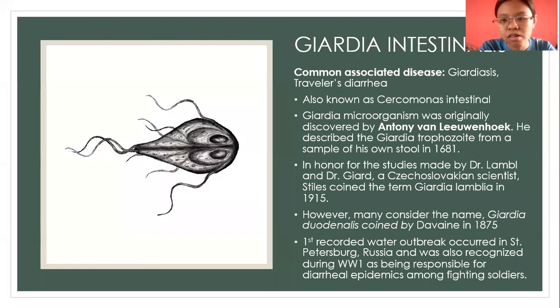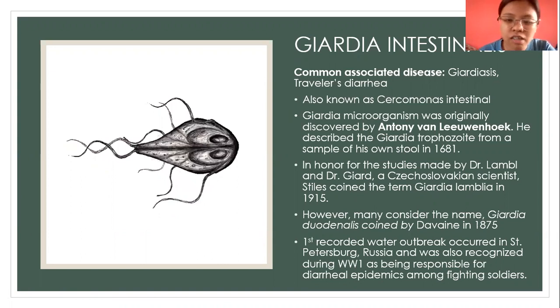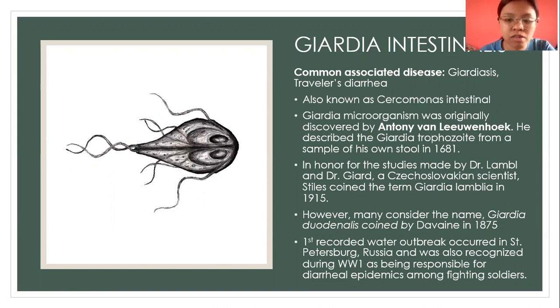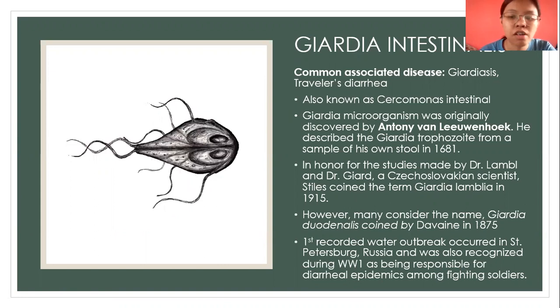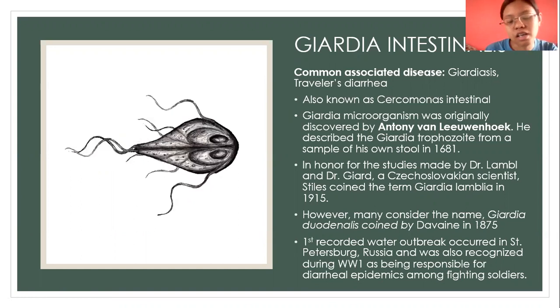Okay. So, Giardia intestinalis. So, ang common name niya is traveler's diarrhea. So, it is also known as Circomonas intestinal. So, the Giardia microorganism was originally discovered by Anton van Leeuwenhoek. He described the Giardia trophozoite from a sample of his own stool in 1681.